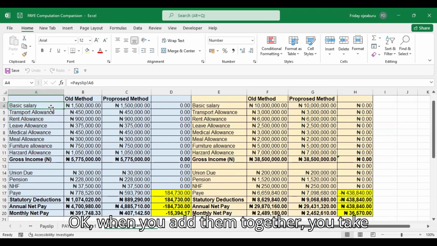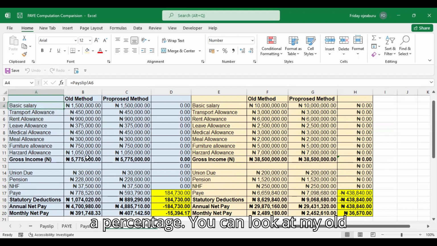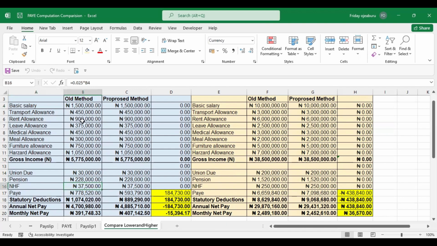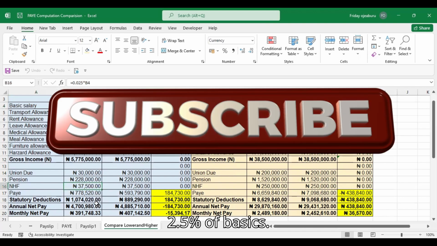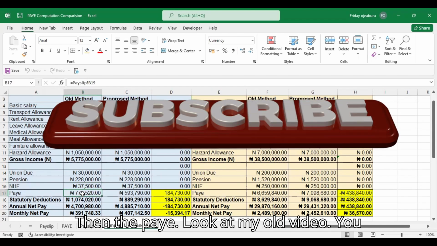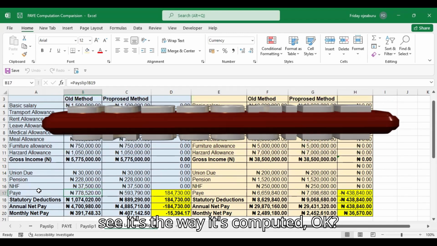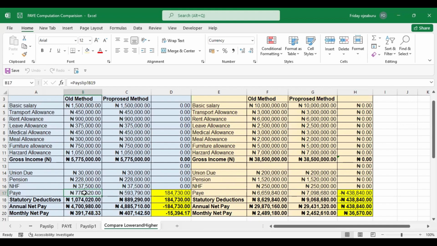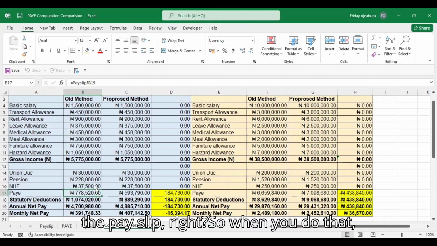Okay, when you add them together, you take a percentage. You can look at my old video and see the percentage. The National Housing Fund is 2.5% of basics. Then the PAYE, look at my old video, you see it, the way it's computed. Okay, you determine it and fix it in the payslip.